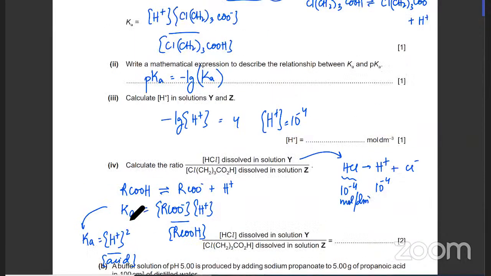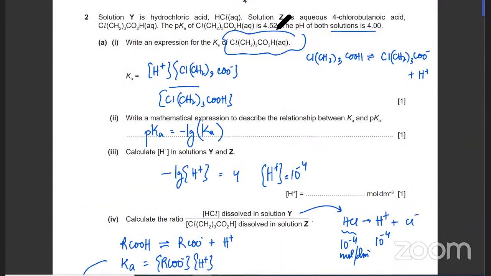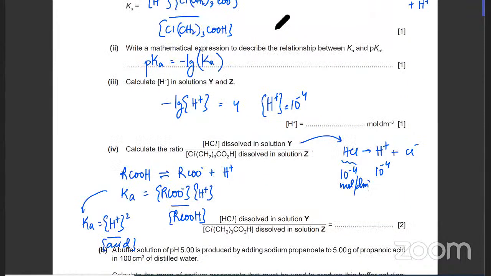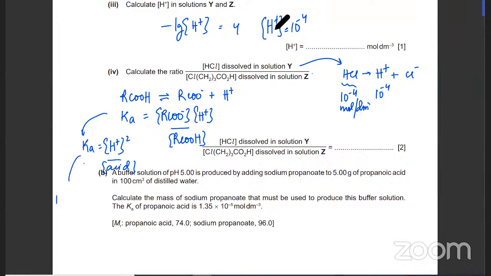The value given is 4.52, but that's pKa. So the value of K would be 10 raised to power minus 4.52, right? The H plus 1 is also known. They've told you that the pH is 4, so that's 10 power minus 4, and that's getting squared as well. And you can figure out the acid concentration using this expression. Clear? Yes, sir. Thank you, sir.